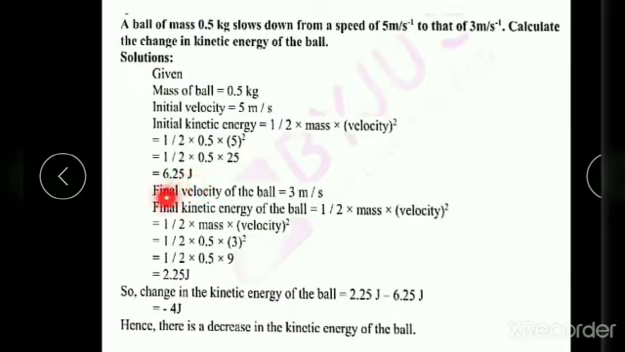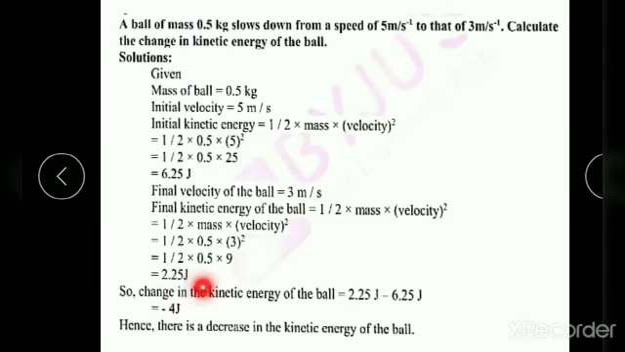Okay. So the final velocity of the ball is 3 meter per second, and you have to find out the final kinetic energy, that is half into mass into velocity square. So half into mass 0.5 into velocity 3 square, right? So it is 3 square. Okay, so half into 0.5 into 3 square gives you 2.25 joules.